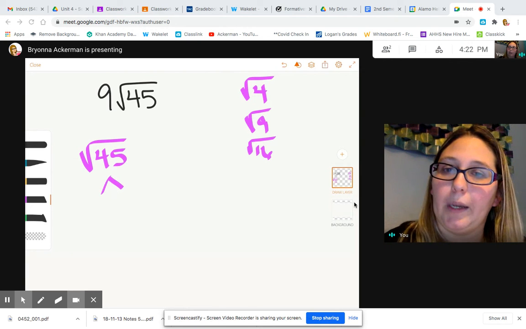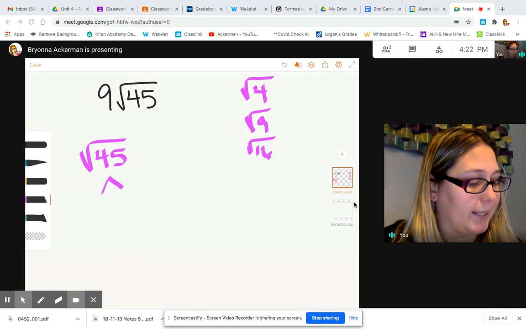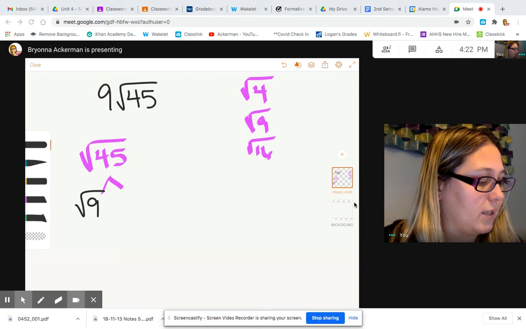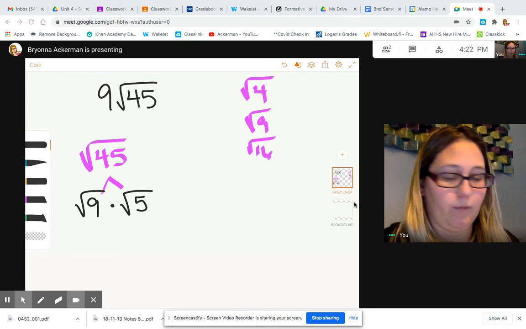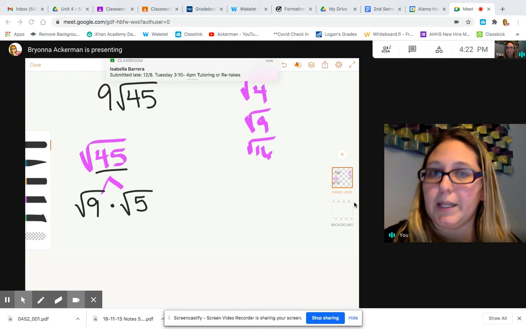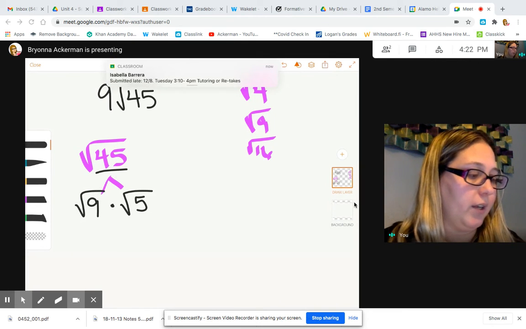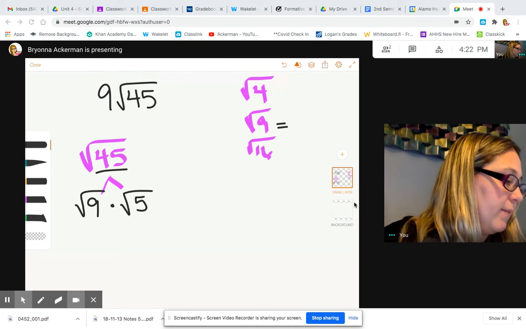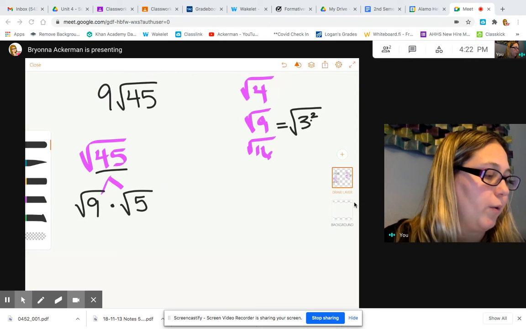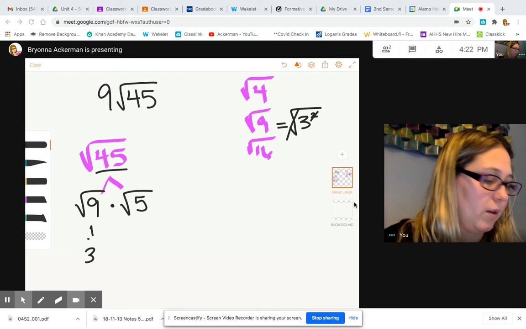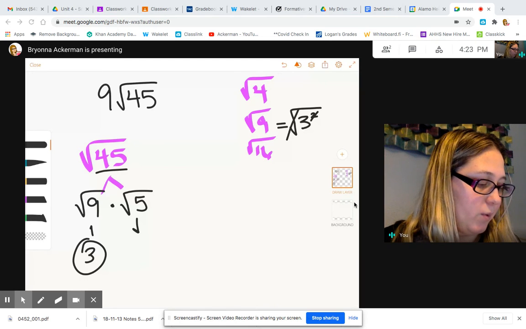We can keep going, but I know that 9 goes into 45 evenly. So I can say the square root of 9 times the square root of 5, because 9 times 5 is 45. I leave them in the square roots until I have a perfect one. When I have a perfect one, like the square root of 9, remember, that is 3 squared, and when I take the square root of that, the squared and the square root cancel, so I'm left with just 3. The square root of 5, I can't do anything with that. I just have the square root of 5.